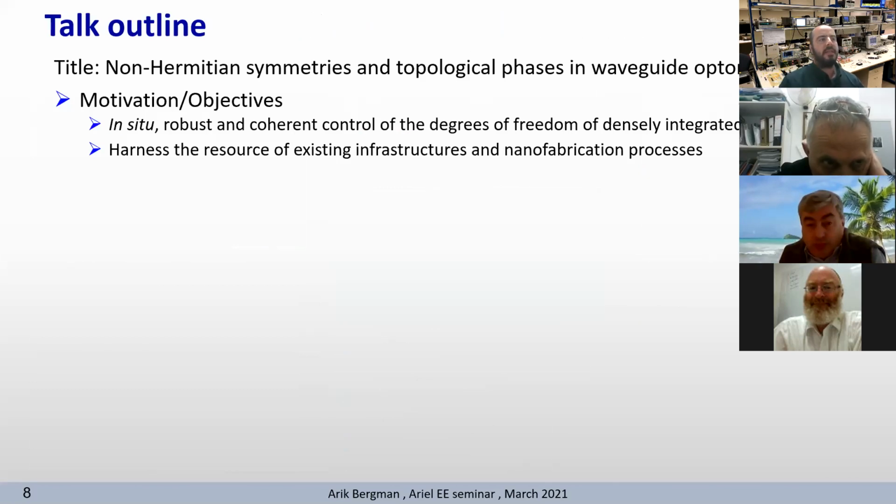So, to summarize the many motivation slides in 2 bullets: first, we want to robustly control the photonic degrees of freedom in densely integrated waveguiding structures. And to achieve that, we prefer to use the existing photonic infrastructure, or with as little modifications as possible.